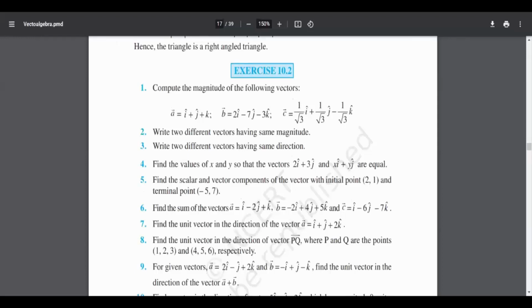What is given is to find the values of x and y so that the vectors are equal. For equal vectors, this is a very simple question. The coefficients of 2i plus 3j must equal those of xi plus yj. So x must be equal to 2 and y must be equal to 3 to make them equal. So the vectors are completely equal.